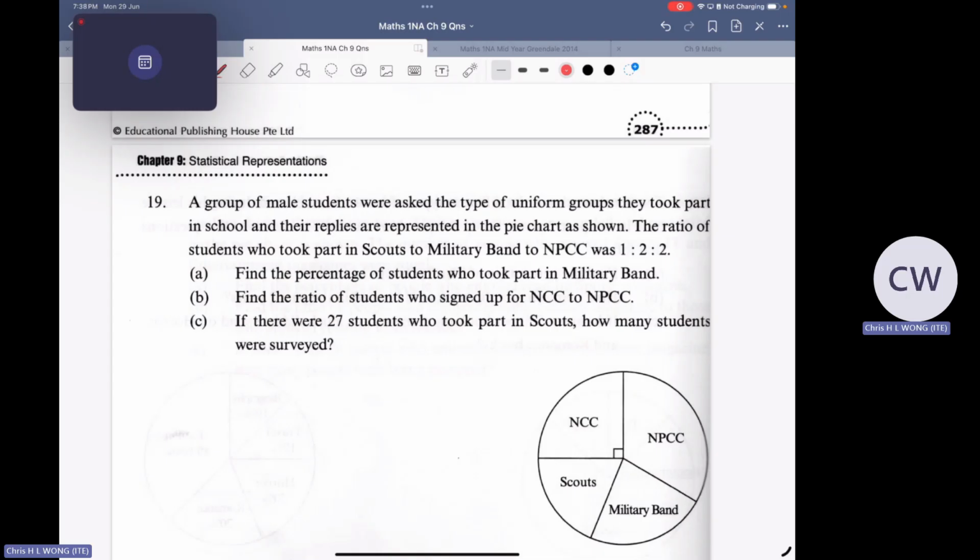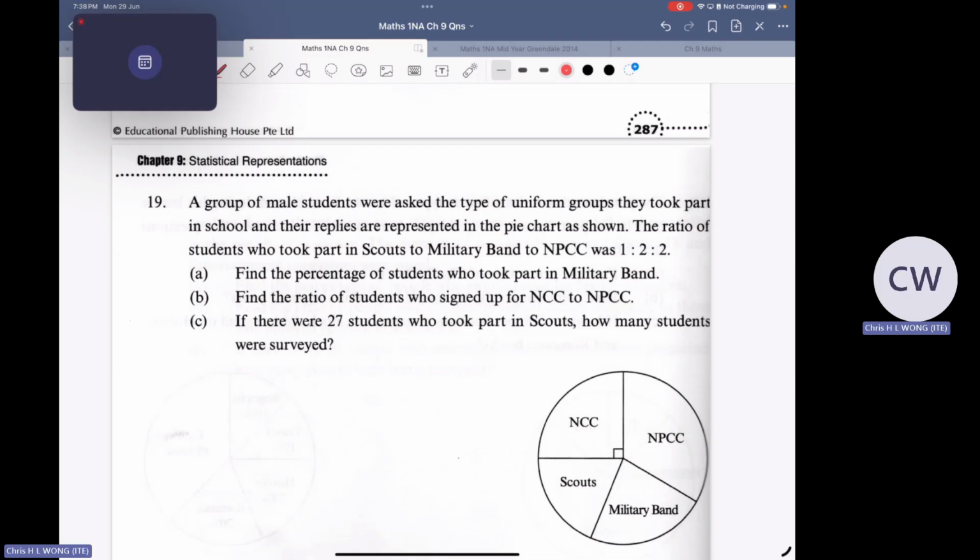Either they survey adults or they survey students, depending on what they want to find out from them. A group of male students were asked the type of uniform group they took part in during school, and their replies are represented in the pie chart. Some will take NCC, some NPCC, some will join military band, some will join scouts. The total number of students is in the pie chart.